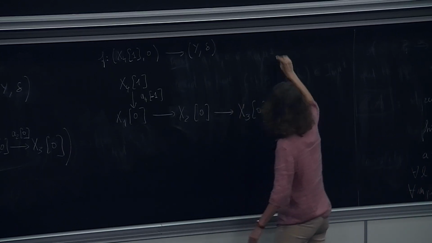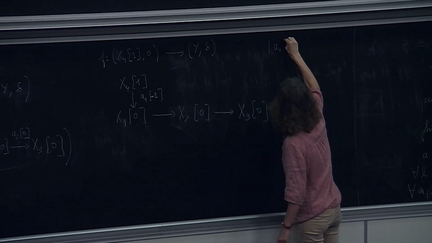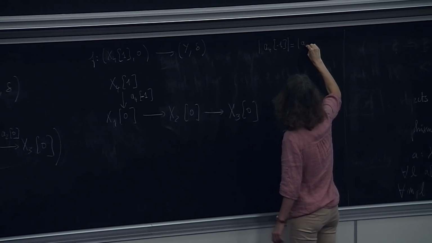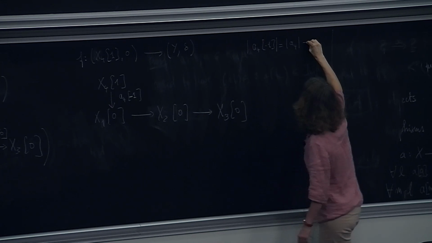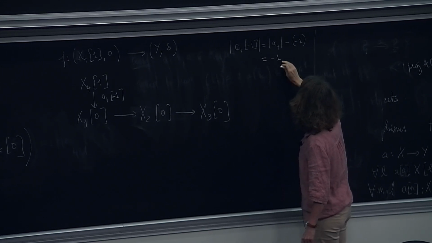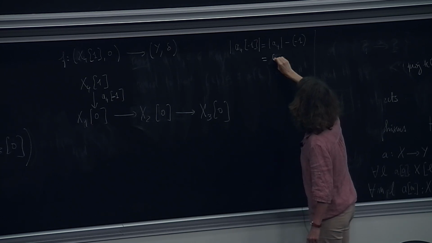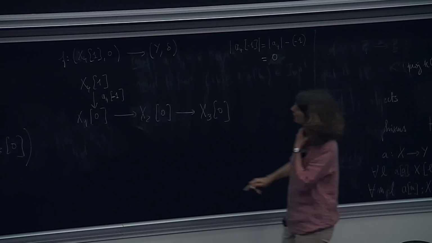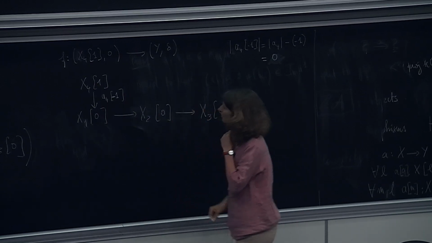And what is the degree? The degree of a4 shifted by minus 1 is supposed to be the degree of a4 minus 1, which is minus, oh yeah, it's 0. That's okay. So it has degree 0. I have this morphism F.